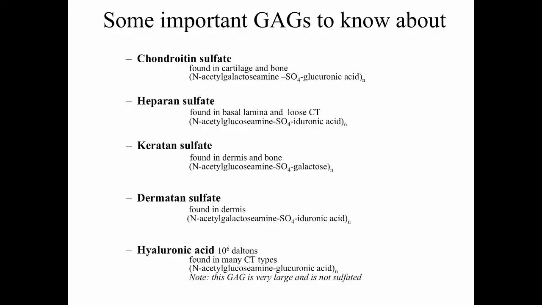Now, some important glycosaminoglycans to know about. Chondroitin sulfate, found primarily in cartilage and bone. I'm not going to ask you to remember the molecular structures here, but this will help you recapitulate from biochemistry. Heparan sulfate, found in the basal lamina and in loose connective tissue. Keratan sulfate, found in the dermis and in bone. Dermatan sulfate, found in the dermis itself. Hyaluronic acid, a very large molecule found in many different types of connective tissue. This glycosaminoglycan, as we said, is probably one of the very largest of the glycosaminoglycans, and unlike the other ones I've mentioned, hyaluronic acid is not sulfated.